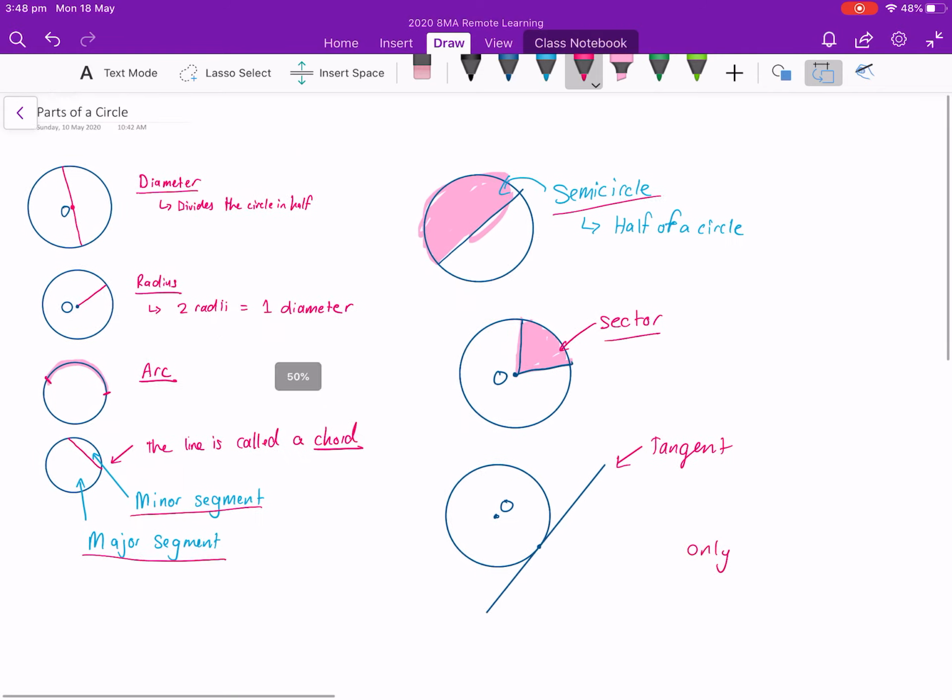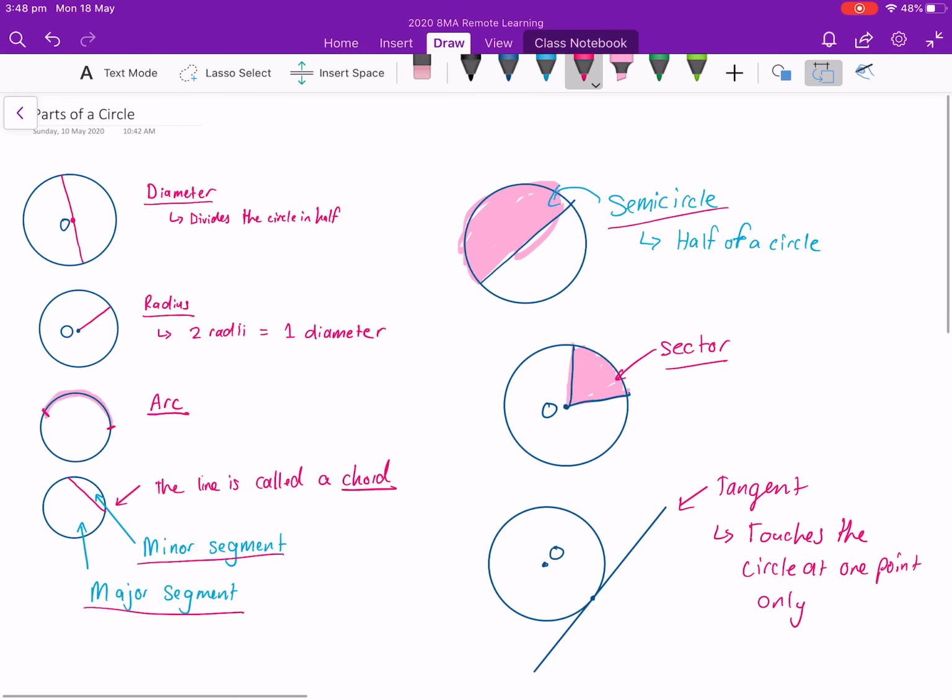All right, so those are all the parts of a circle that we're going to be having a look at today. So we had the diameter, which is a line that goes through the middle of the circle and touches the two sides of the circle. We found out that we have a radius, which is from the centre of the circle to the edge, and just based off those, two radii will equal one diameter.